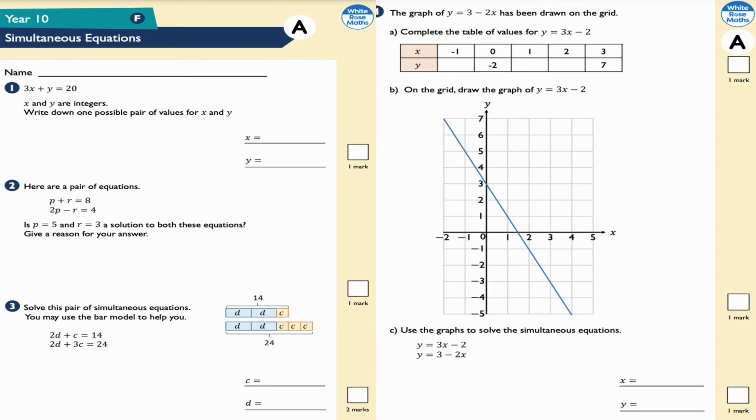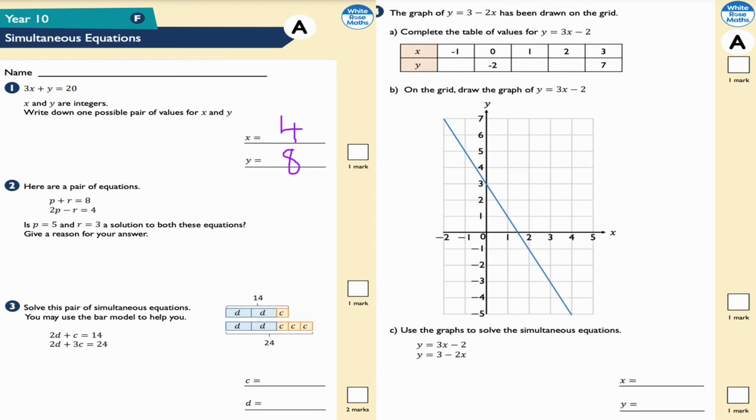We are now looking at Year 10 simultaneous equations for the foundation tier from White Rose Maths, so this is GCSE foundation tier. Question number 1, 3x plus y equals 20, x and y are integers. Write down one possible pair of values for x and y. We can say that, for example, x is 4. When x is 4, 3 times 4 is 12, and 12 plus 8 is 20.